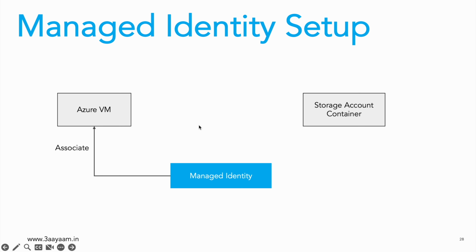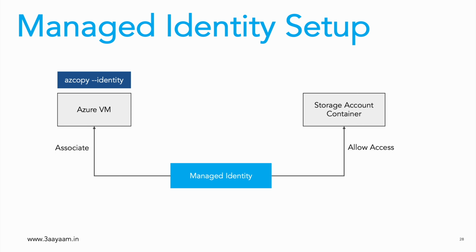Now, after the association is done, we'll have to make sure that the identity is allowed to access the storage account. And that is something we have already done using RBAC. So we'll have to allow access in the storage account from the managed identity. That's all we have to do. And after that, we'll be using the azcopy command, but with a little bit of a twist because it is a separate tool. So we'll have to make sure that azcopy understands that we are using managed identity. That's why we'll have to provide azcopy login --identity, which will pick up the managed identity and use that to authenticate and authorize in the storage account.